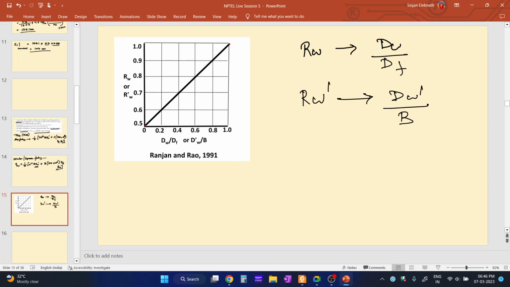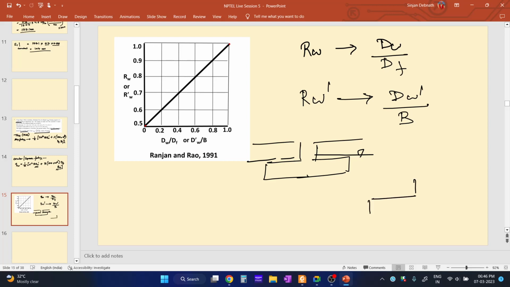So what is dw and dw dash? Let me just draw it once. So suppose this is a footing over here, and suppose this is the ground surface and the groundwater table is somewhere over here, okay, above the base of the footing, mind it, okay. And in another case, suppose in this case, this is the ground surface and the water table is somewhere over here.